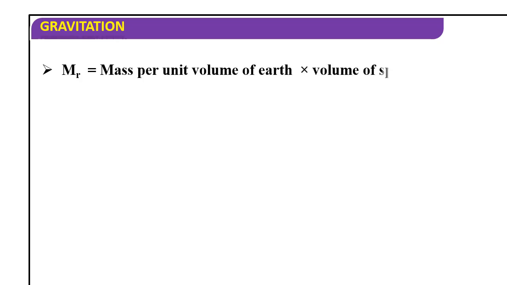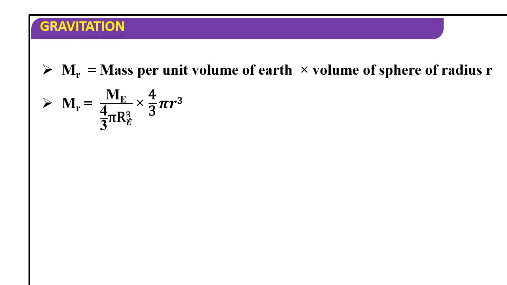But what is the value of Mr? We have to find out the value of Mr. So we can multiply the mass per unit volume of earth into the volume of the sphere of radius r. That is nothing but Mr. So we consider initially the mass of the earth is in uniform shells and uniform density. So the total mass of the earth divided by the volume of the earth, multiplied with the volume of the inside shell, this 4 by 3 pi small r cube. This is 4 by 3 pi capital R E cube, meaning radius of the earth actually.